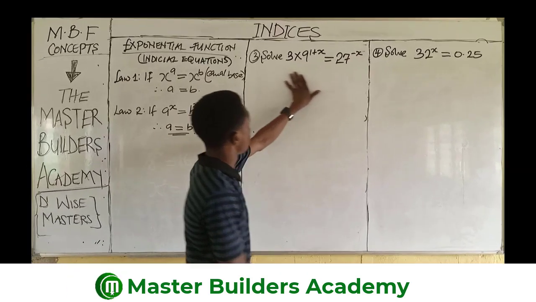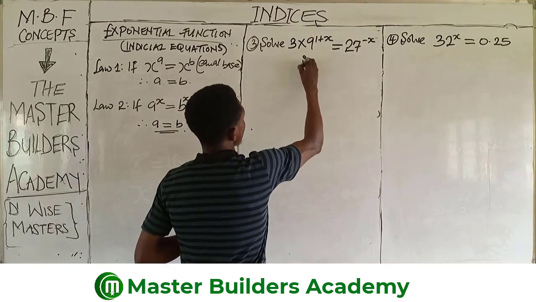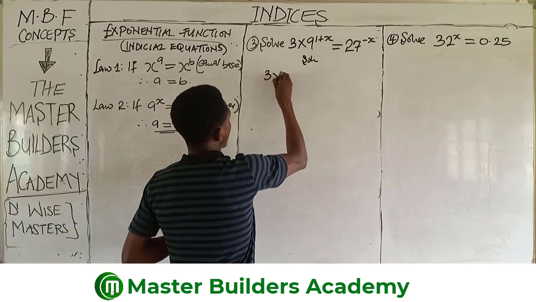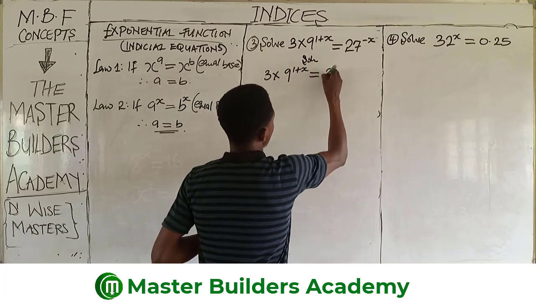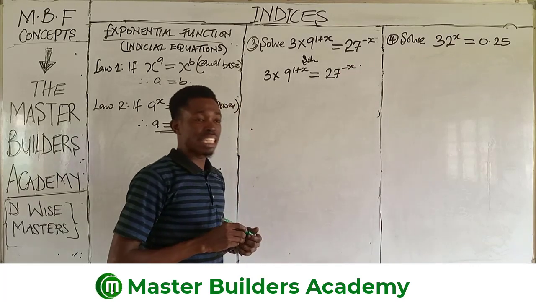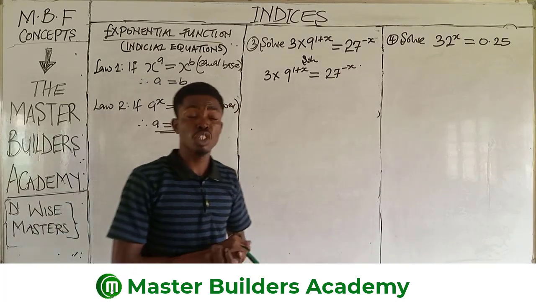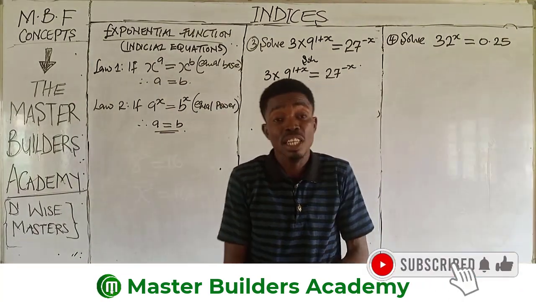Now we have question number 3 on the board. We are asked to solve 3 multiplied by 9 raised to the power 1 plus x is equal to 27 raised to the power of minus x. At first we identify the position of the unknown, and the position of the unknown here is at the power. That means we will now find a way to make the base equal.